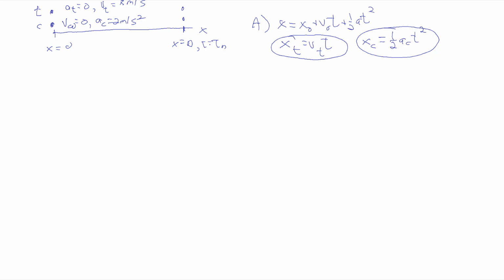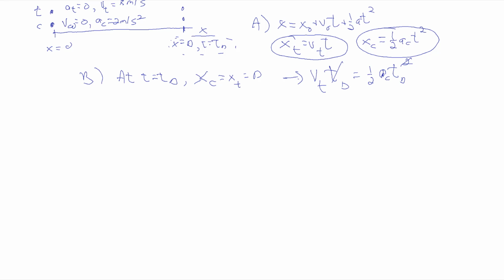For part B, it says go ahead now and calculate these values, d and t sub d. Well, all that asks us to do is to set these two terms equal to each other, the position of the truck and the position of the car, and say at time t equals t sub d, at position d, the car and truck are equal. What we've got is v sub t times t sub d is equal to 1/2 a c t sub d squared. We just have to solve this equation for t sub d.